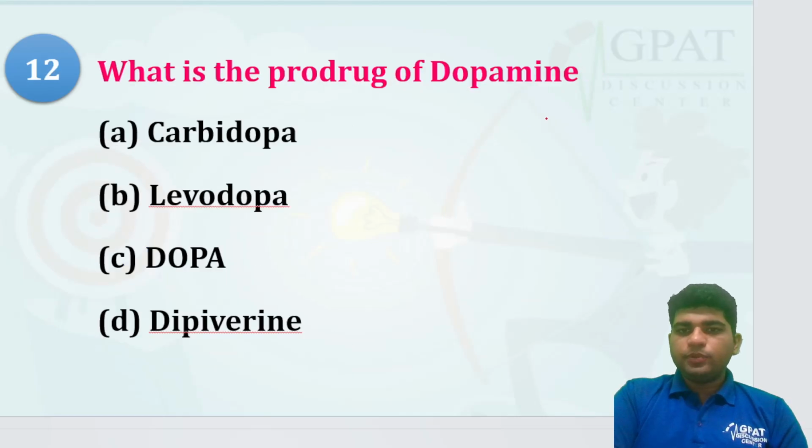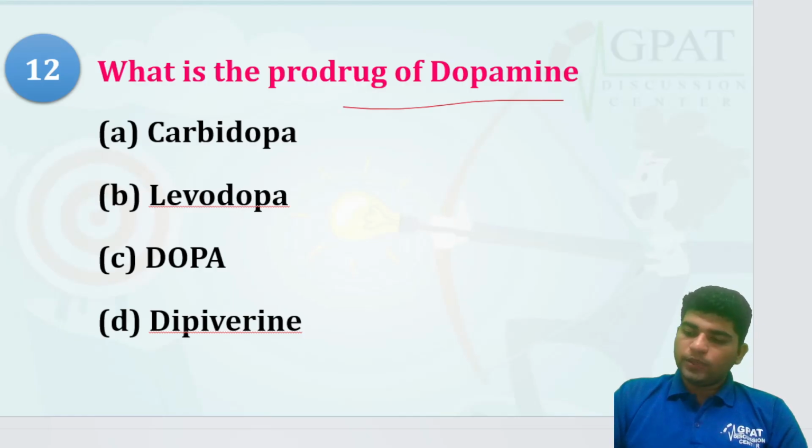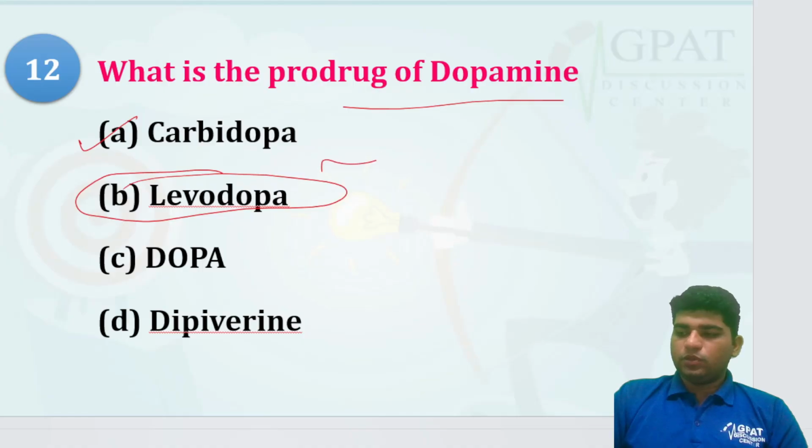What is the prodrug of dopamine? Carbidopa? No. Levodopa? Yes. Levodopa is the prodrug of dopamine.